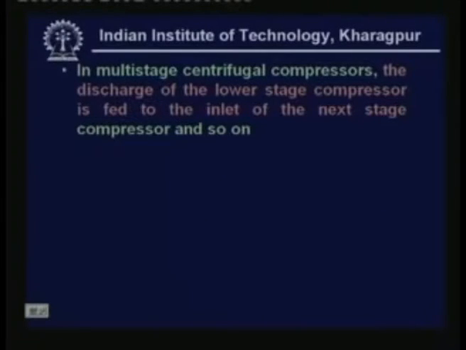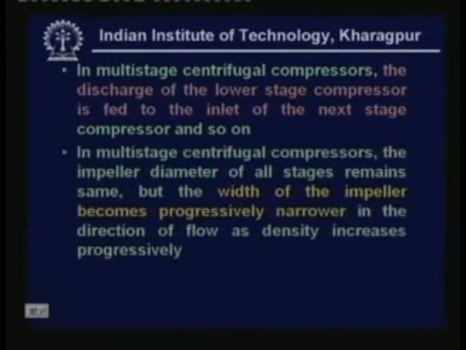In multi-stage centrifugal compressors, the discharge of the lower stage compressor is fed to the inlet of the next stage compressor, and so on. In multi-stage centrifugal compressors, the impeller diameter of all stages remains the same, but the width of the impeller becomes progressively narrower in the direction of flow as density increases progressively.